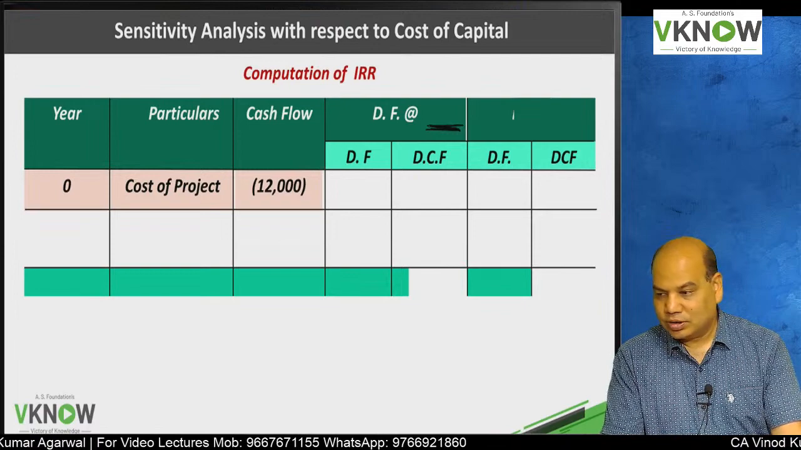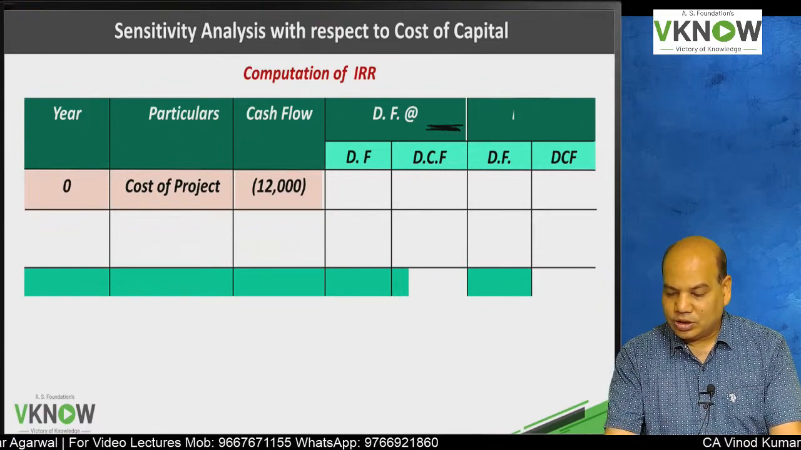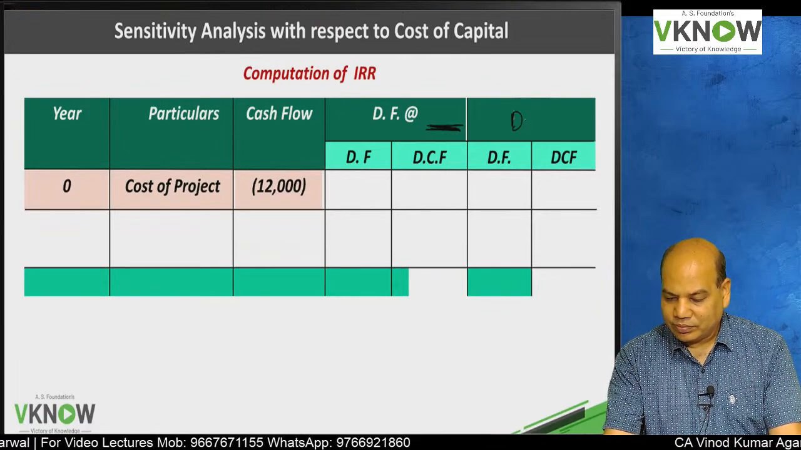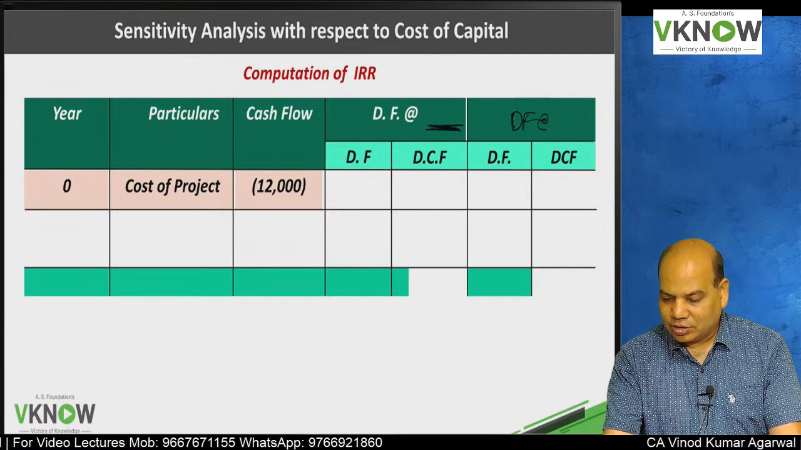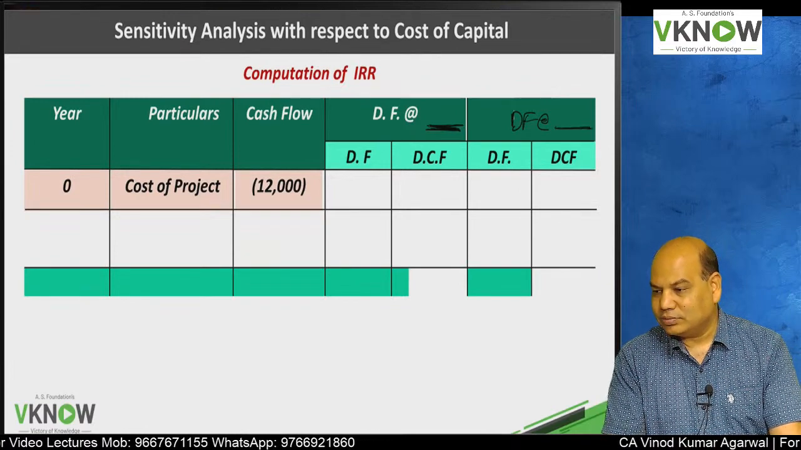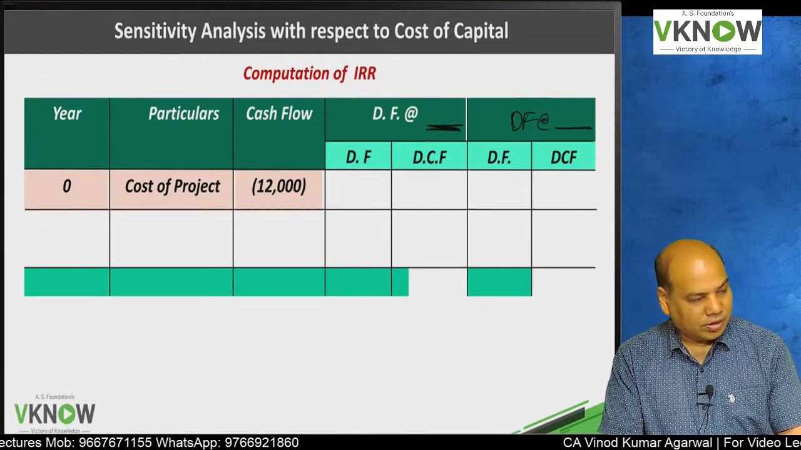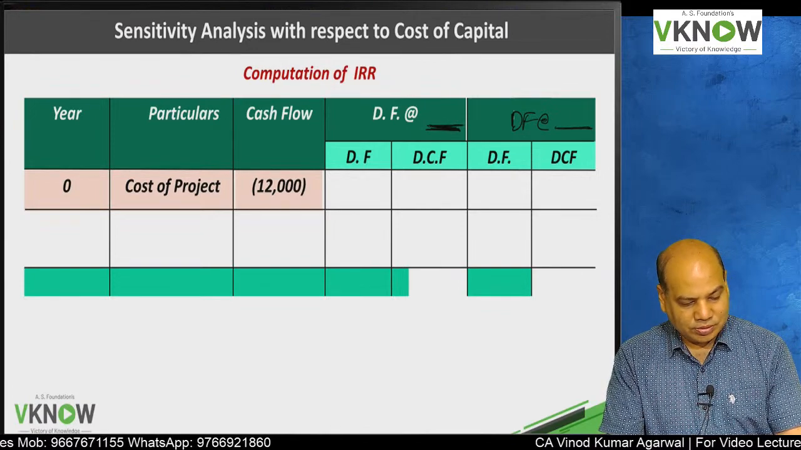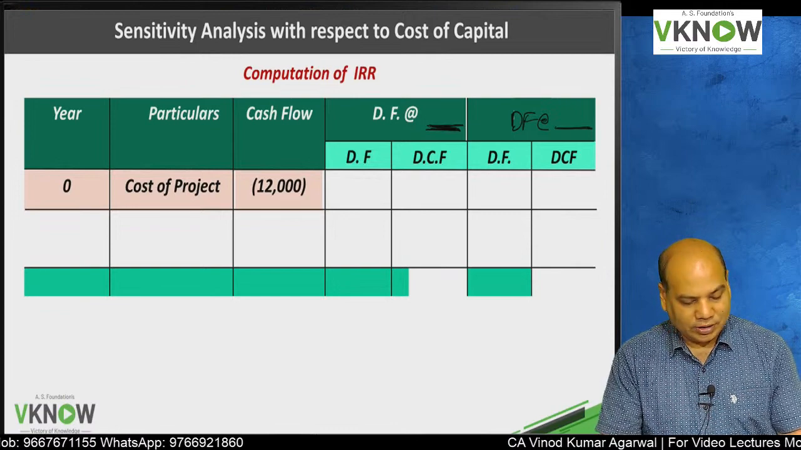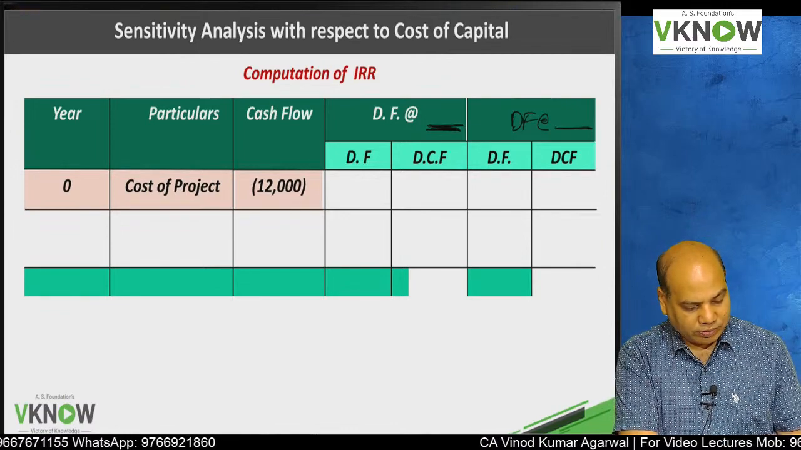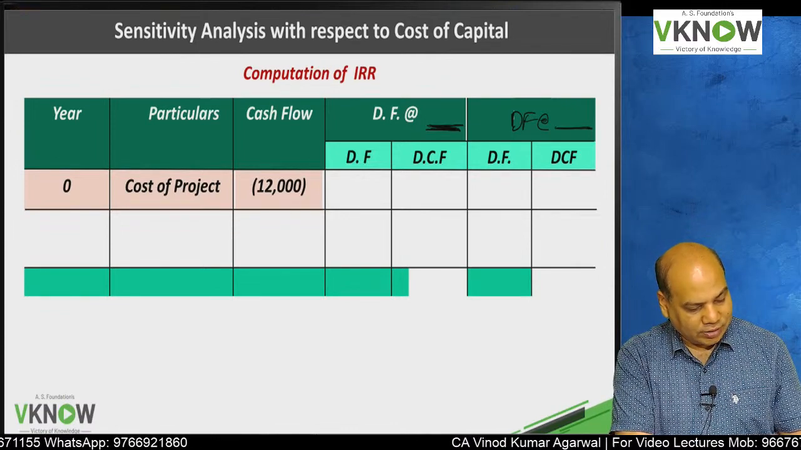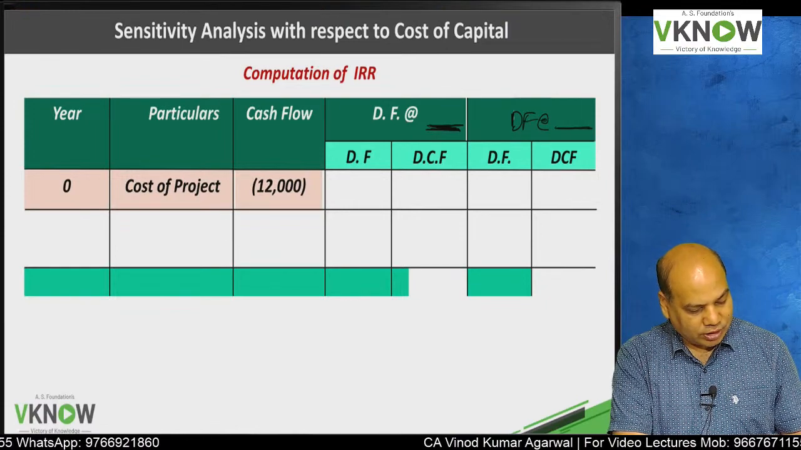I will ask you. Then I will have one more discounting factor at the rate of, but I will ask you later. Under that 2 columns each, discounting factor and discounted cash flow.